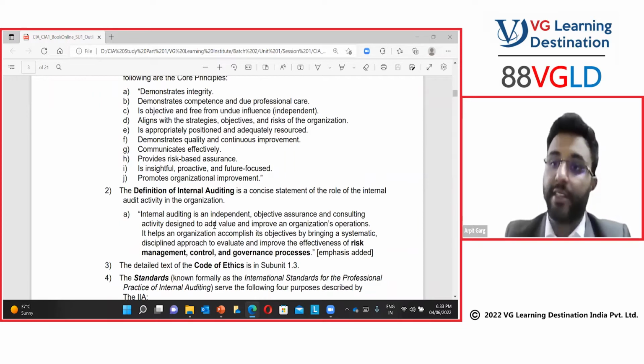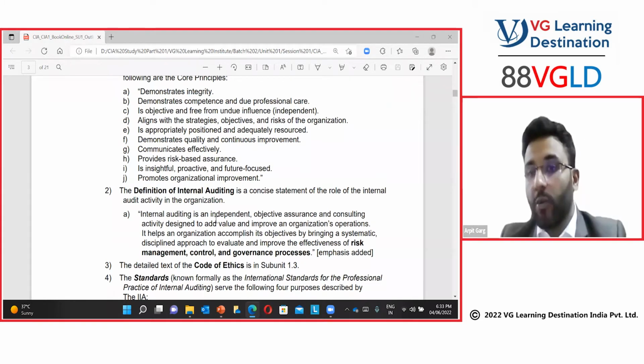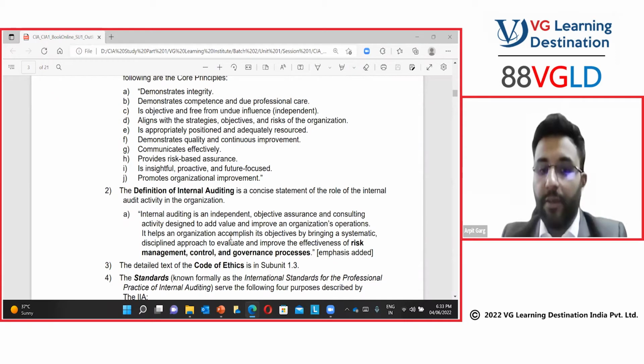We'll try to relate it with various examples also, what I'm trying to say. But at this point of time, are you clear? What is the key word? In the definition of internal auditing, we are talking about independence. Internal audit activity should be independent. It should be objective. We're providing two types of activities or two types of services, which is assurance and consulting, which is designed to add value and improve organization operations. How do we achieve it? We achieve it by bringing a systematic, disciplined approach to evaluate and improve the effectiveness of the GRC process, which is governance, risk management, and control.